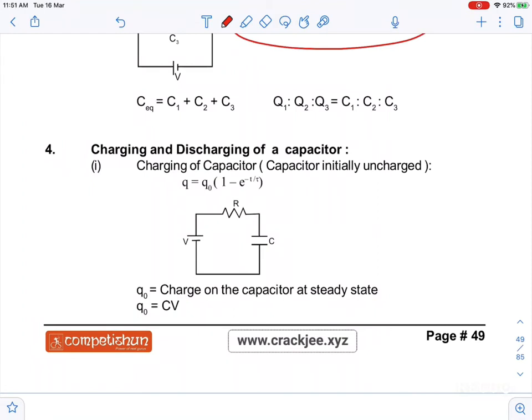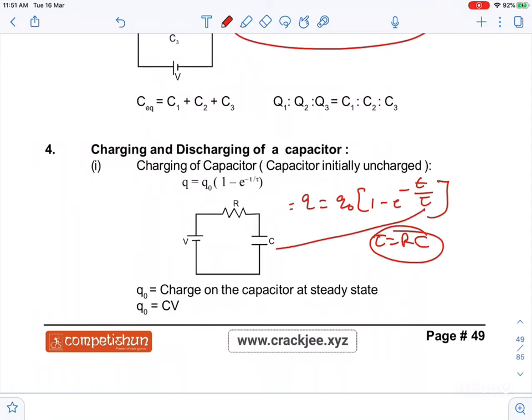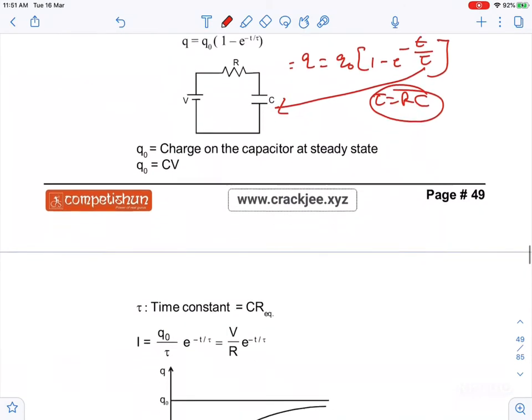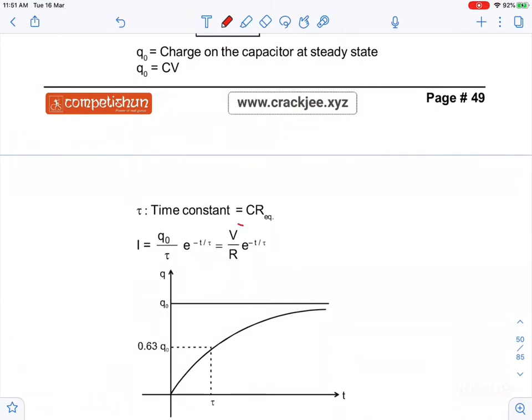This is basically an RLC circuit, but I have not taken the capacitance here, inductance here. So this Q is Q naught (1 minus e to the power minus t by tau), where tau is the time constant, which can be written as R into C. This formula you should remember: how much charge will be stored on the capacitor after how much time. Directly you can use this formula.